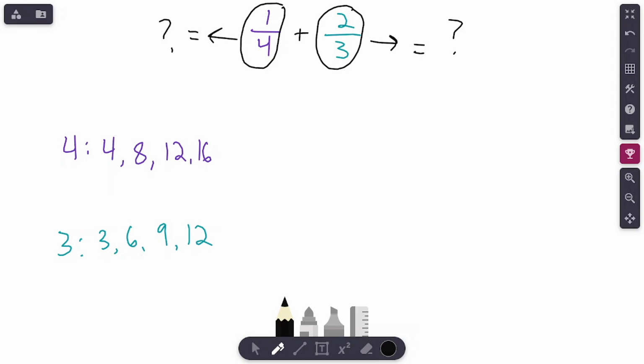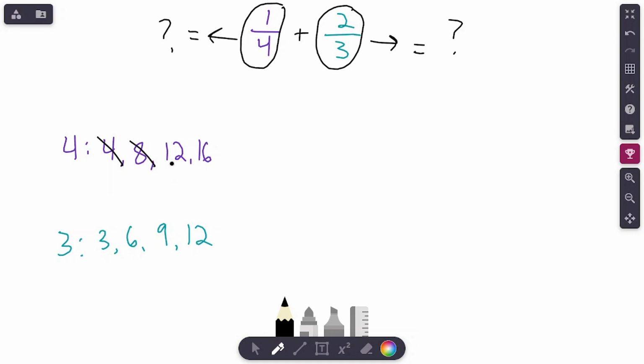Do you see 4 anywhere down here in the multiples of 3? Do you see 4 anywhere down here? I don't. So what I do is I just mark it out. Now let's move on to 8. Do you see 8 anywhere in these multiples? I see 9, but that's not the same as 8, so I'm going to mark it out.